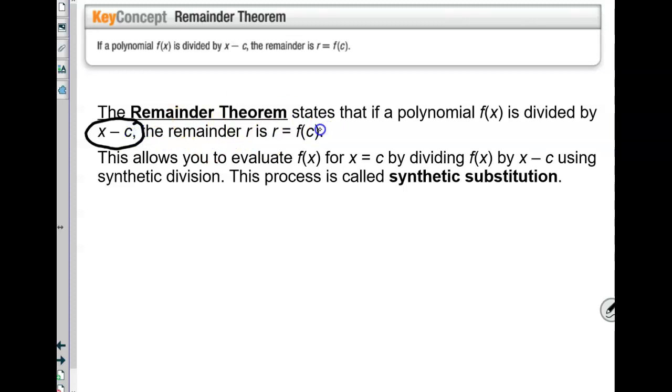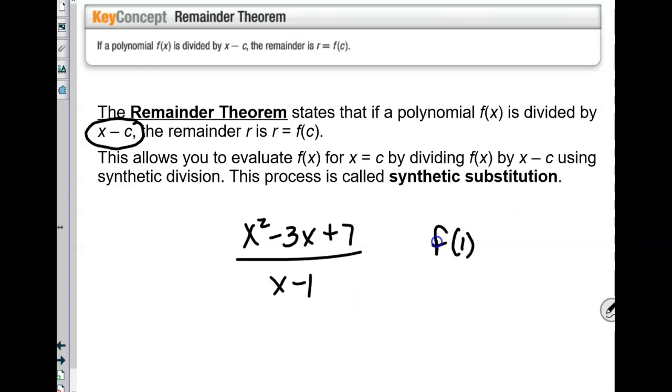You can do synthetic division, and the remainder will equal the same as if you actually put c into the function. So real quick, if I had x squared minus 3x plus 7 and I wanted to divide it by x minus 1, I could predict the remainder by putting f of 1 into this equation up here. So I'd get 1 squared minus 3 times 1 plus 7, which would be 1 minus 4 is negative 3 plus 7 is 4.